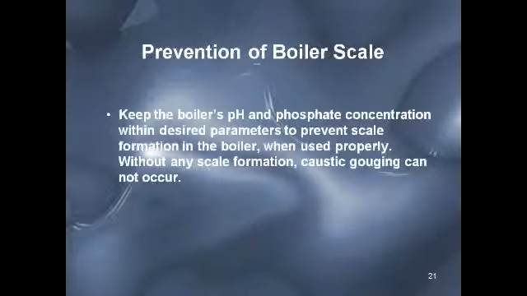The boiler water treatment should also prevent scale formation by keeping the boiler's pH and phosphate concentration within desired ranges. Without any scale formation, caustic gouging is much less likely to occur also.